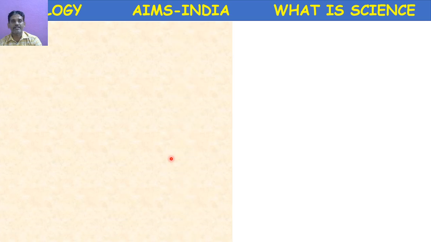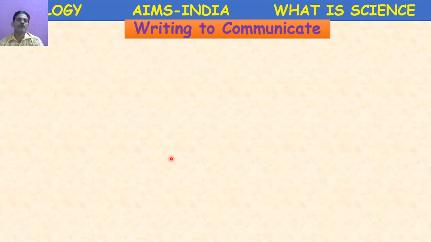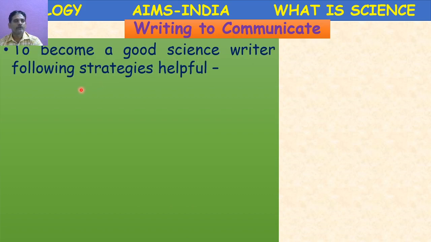Next, writing. Writing is very, very important. Without writing properly, you cannot communicate. In order to maintain clear data, that data must be mentioned properly. So you need knowledge to write, how to write, which method you have to follow. Different types of writings we are going to discuss. To become a good science writer, the following strategies are helpful.